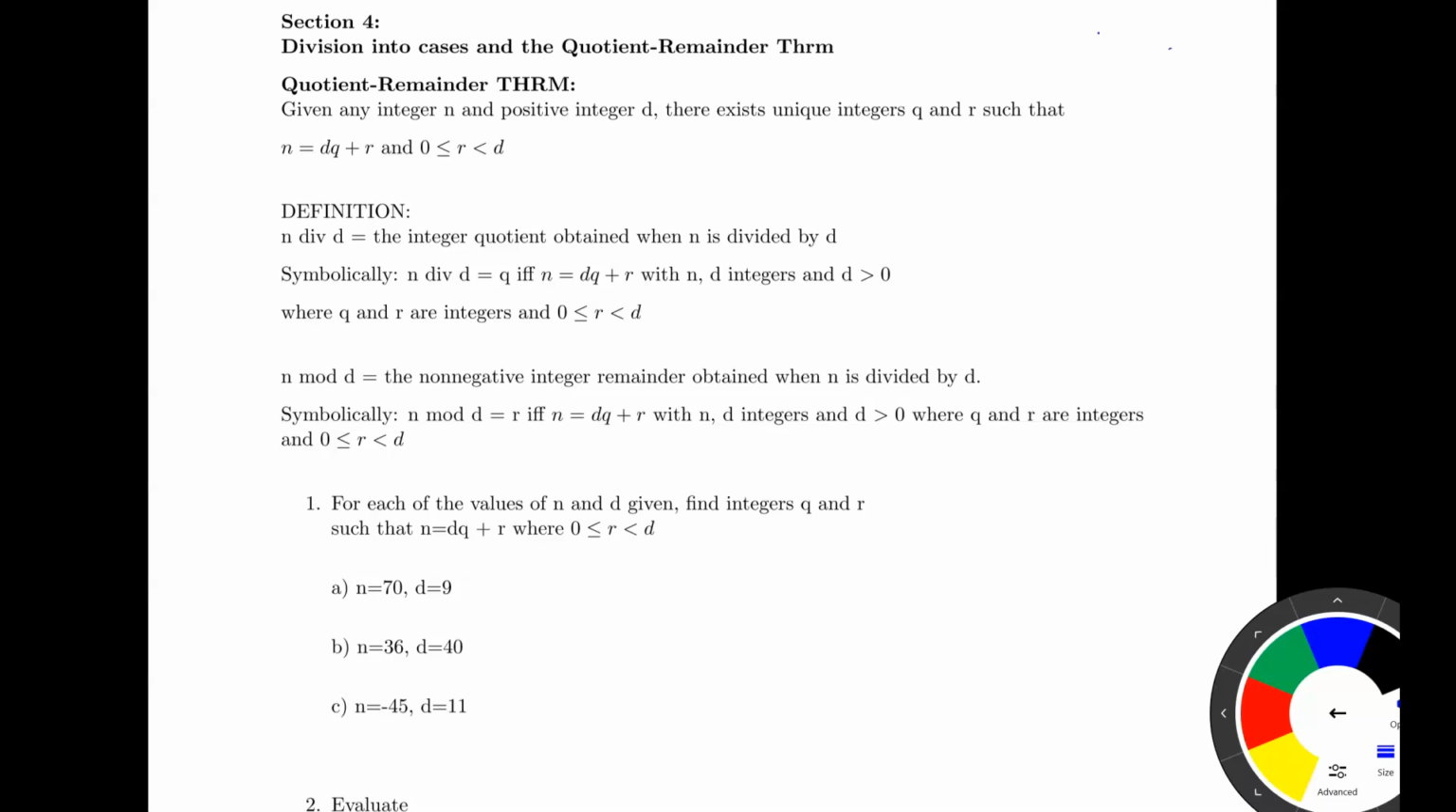The quotient remainder theorem. Okay, this is a biggie. We'll be using this a lot, so I'm just going to spend time slowly going through it, making sure we understand how it works, and then we'll explain why we want to use it.